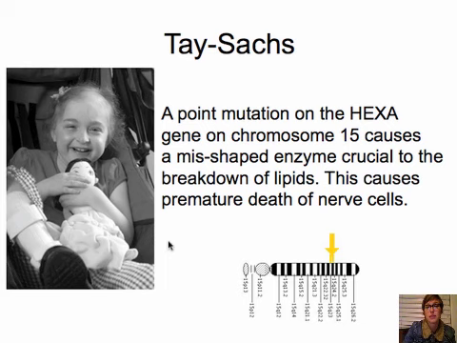And Tay-Sachs is a point mutation on your 15th chromosome. And that causes this enzyme that is coded by the HEXA gene to be misshapen and not work. And this enzyme breaks down a special type of lipid. Because those lipids cannot be broken down in your body, they accumulate and actually disrupt how neurons pass signals to each other. So it causes basically premature death of nerve cells.